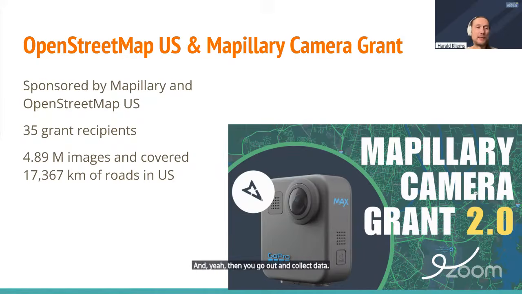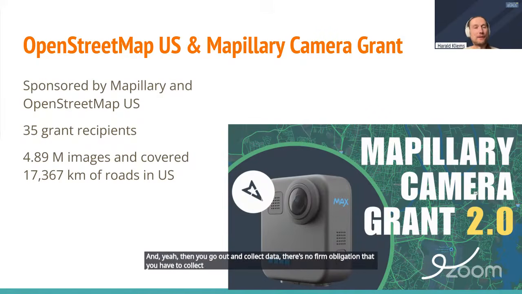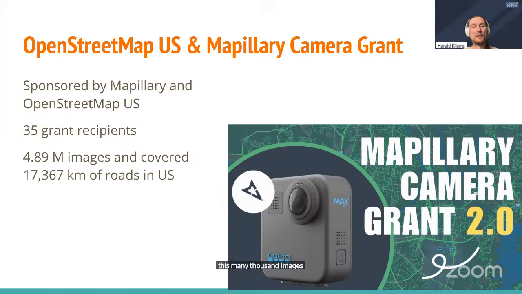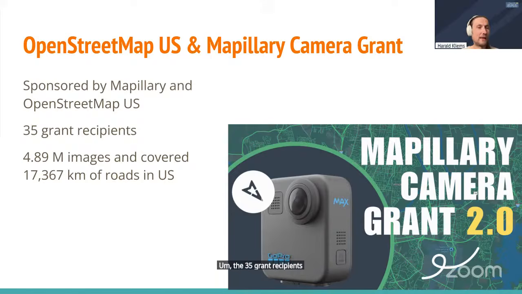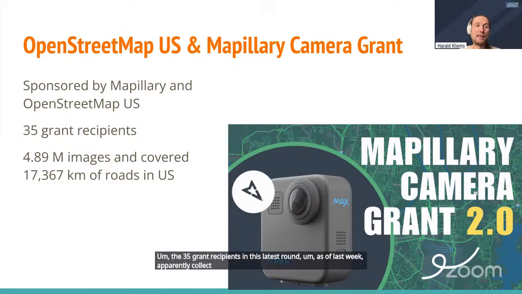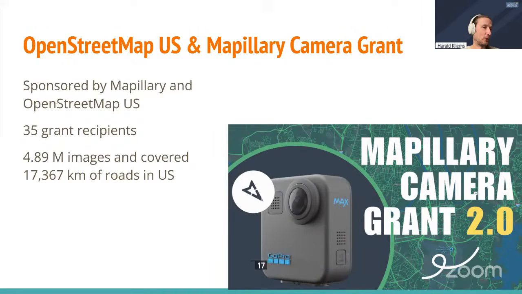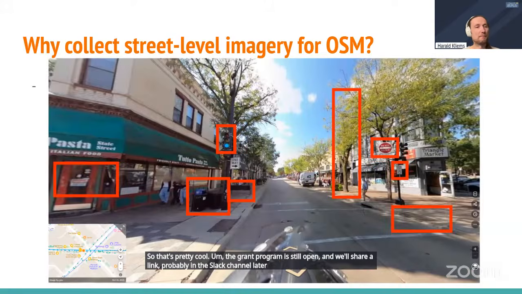There's no firm obligation that you have to collect at least this many thousand images. But since we are among other mapping and street level imagery collection nerds, the 35 grant recipients in this latest round, as of last week, apparently collected 4.89 million images and covered 17,360 kilometers of roads, paths, and sidewalks in the US. So that's pretty cool. The grant program is still open, and we'll share a link probably in the Slack channel later. And yeah, so why do you want to collect street level imagery?